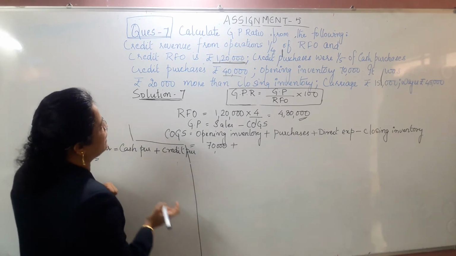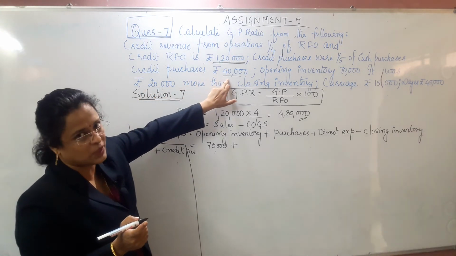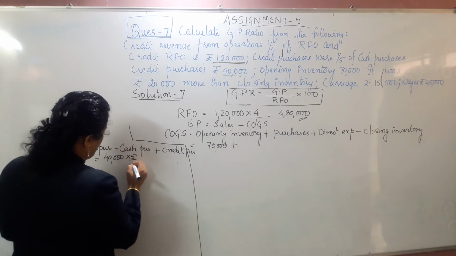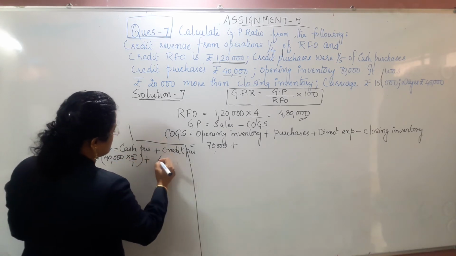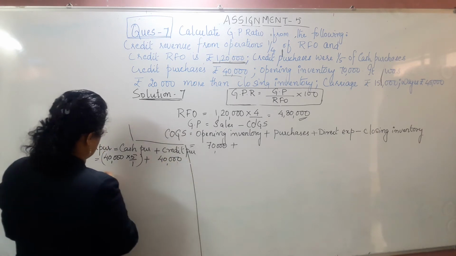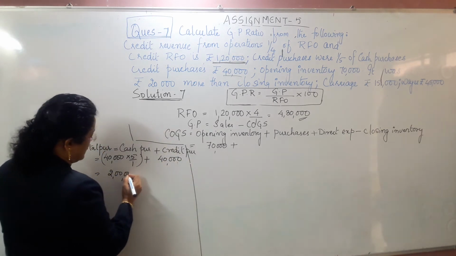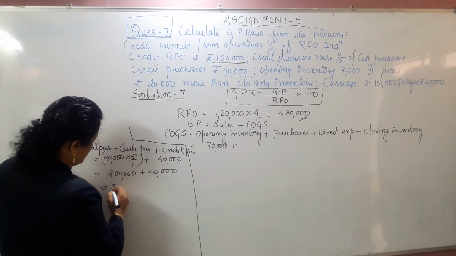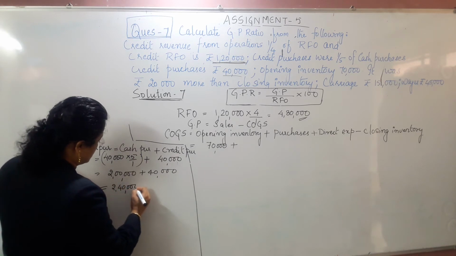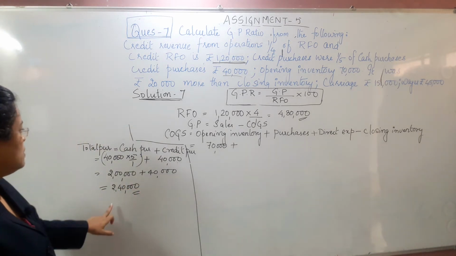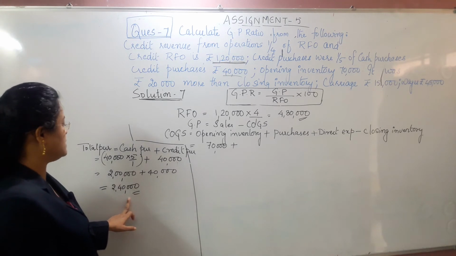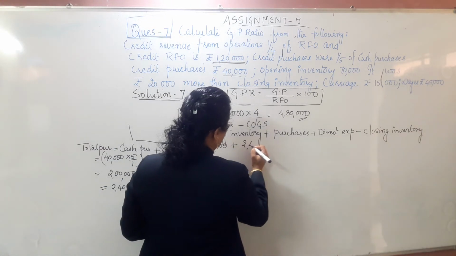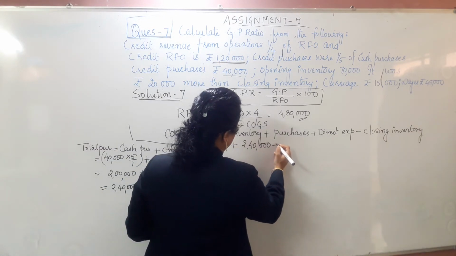The credit purchases given to us are 40,000. So 40,000 into 5 upon 1 plus the credit purchases given to us, 40,000. So this will be 2 lakhs plus 40,000. Okay children, the value for the total purchases we got here is 2,40,000. Let us substitute this here. 2,40,000 is the value for the total purchases.